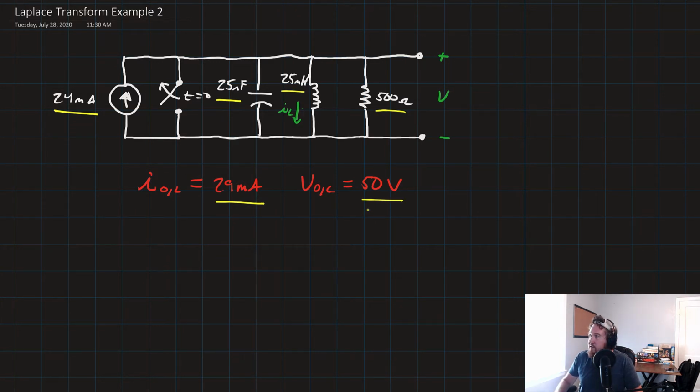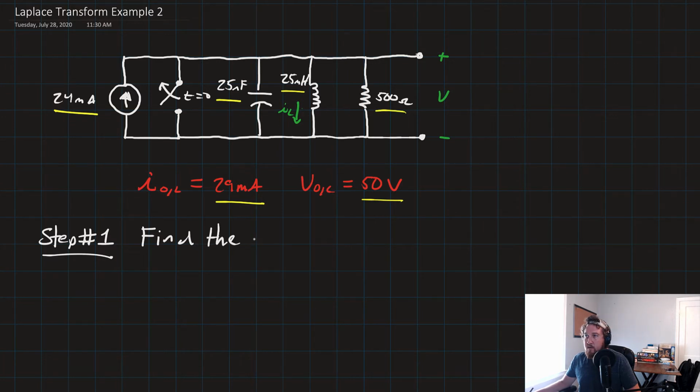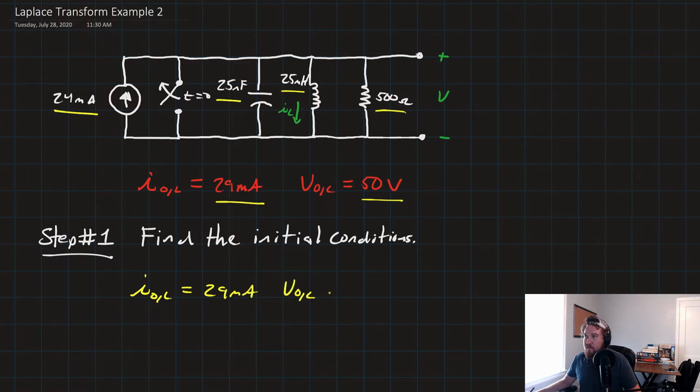So let's go ahead and solve this using our Laplace transform technique. So first off, step 1 is always find the initial conditions. Now these are given to us, so we already know that the initial current in the inductor is equal to 29 milliamps, and then the initial voltage in the capacitor is equal to 50 volts.